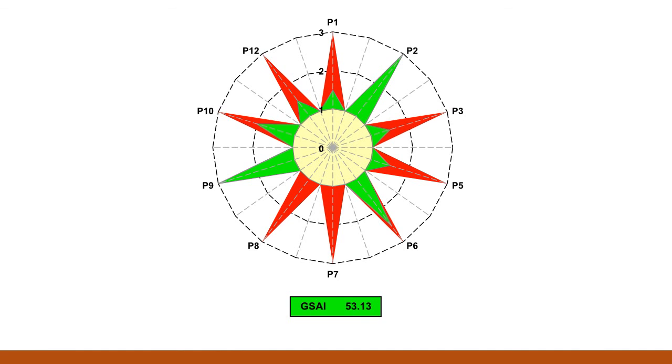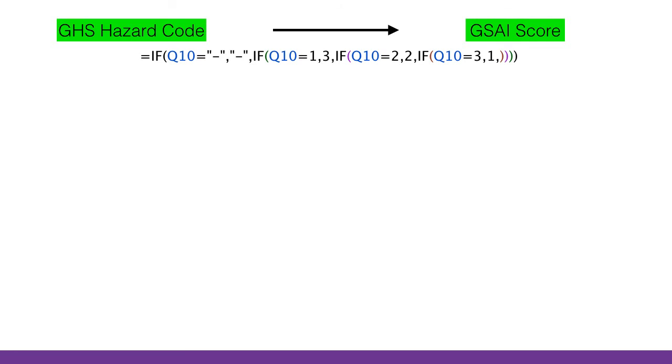While this benchmark is great as is, I've made some modifications so that it becomes more useful, and so I'm going to go over those right now. First thing I've done is automated it. It was a pain to follow all these tables and so forth. So now we have some Excel formulas that do that for you. So you put in the GHS hazard code score, and then you get the GSAI.